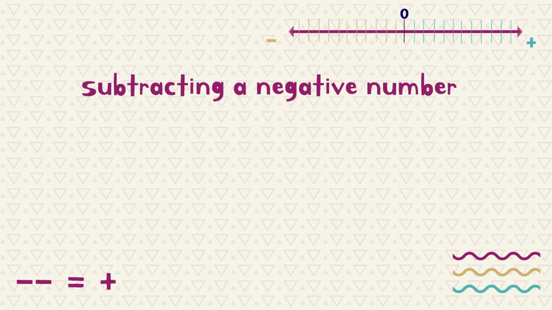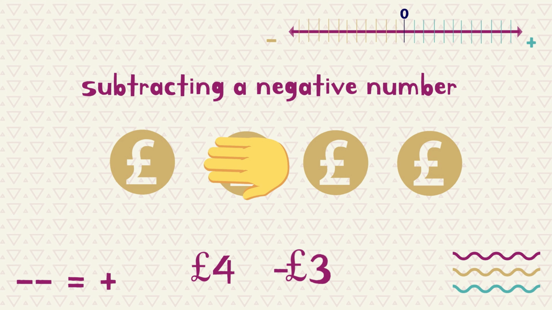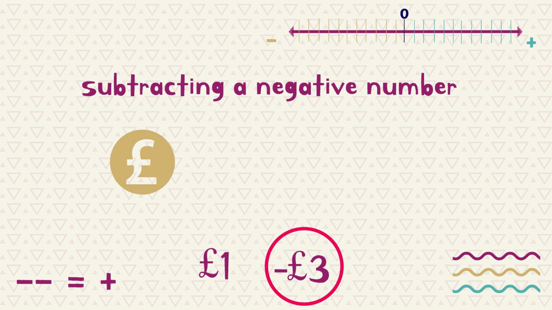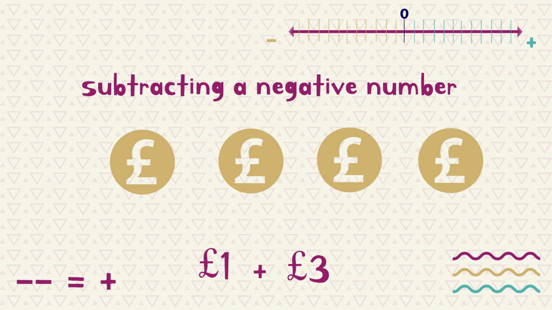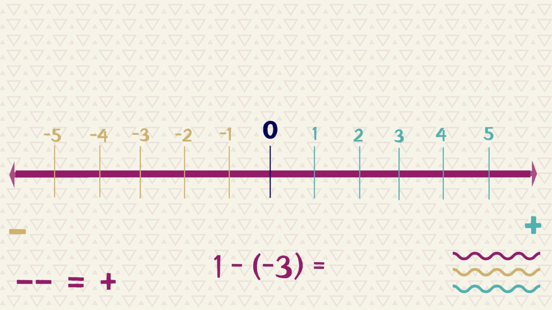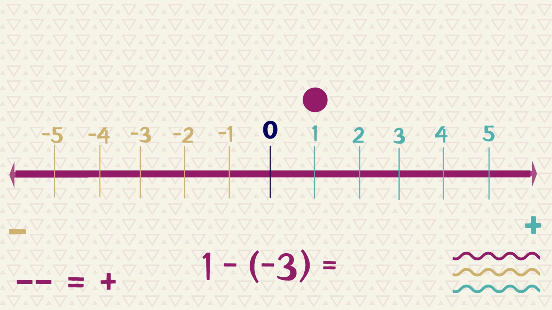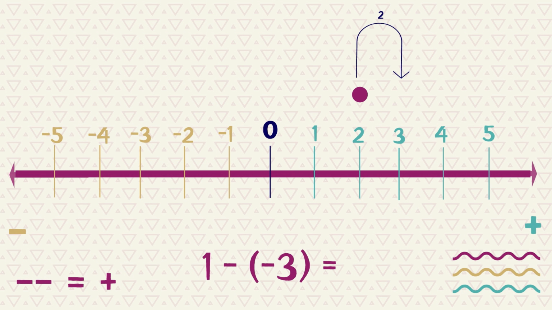Imagine you have £4 in your bank account, but the bank accidentally takes away £3. So now you are left with £1. To undo their mistake, or in other words, take away their mistake, they have to add £3 back to your account. Hence, the double negative becomes an addition. Let's have a look at this on the number line. We start at 1. And because we are actually just adding the 3, as we are subtracting a negative 3, we end up at 4.